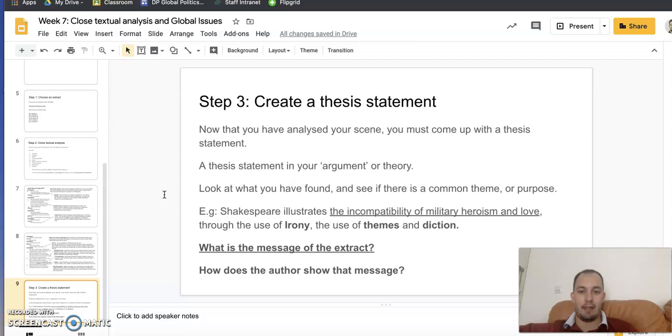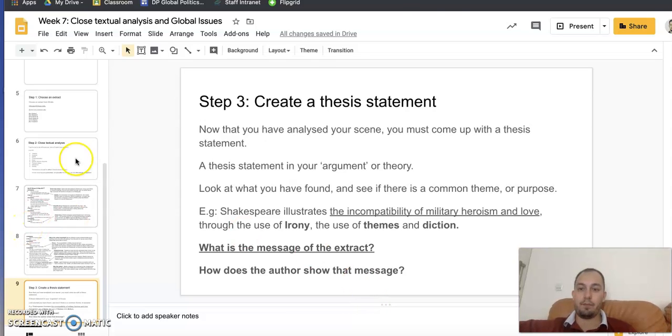Here's an example of a thesis statement. Shakespeare illustrates the incompatibility of military heroism and love through the use of irony, the use of themes, and the use of diction. So if we break it down, the underlying part, the incompatibility of military heroism and love, that is the message of the extract. That's what the extract is showing. So think, what is this extract showing? What is the message of this extract? And then, how does he do this? So in this case, through the use of irony, the use of themes, and through the use of diction.